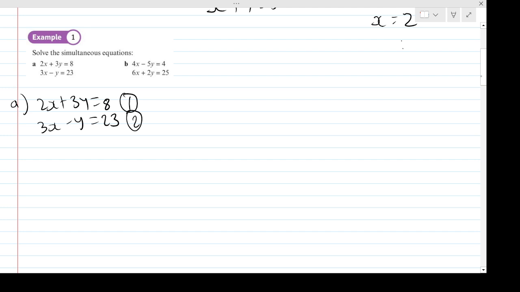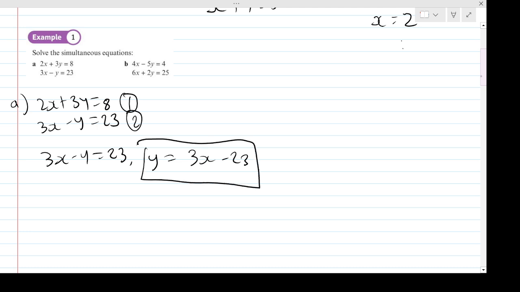Anyway, again, the whole idea, I want to rearrange one variable, right? So y or x in terms of something, and then I get rid of it. Well, the best approach is probably this minus y, because that's basically y on its own. I don't have to worry about a number in front of it. So we can consider equation 2. If 3x minus y is 23, then if we add y to both sides, y is 3x take away 23. So I move the y to the other side and then I move the 23 to the other. There we are. Now we've got y in terms of something.